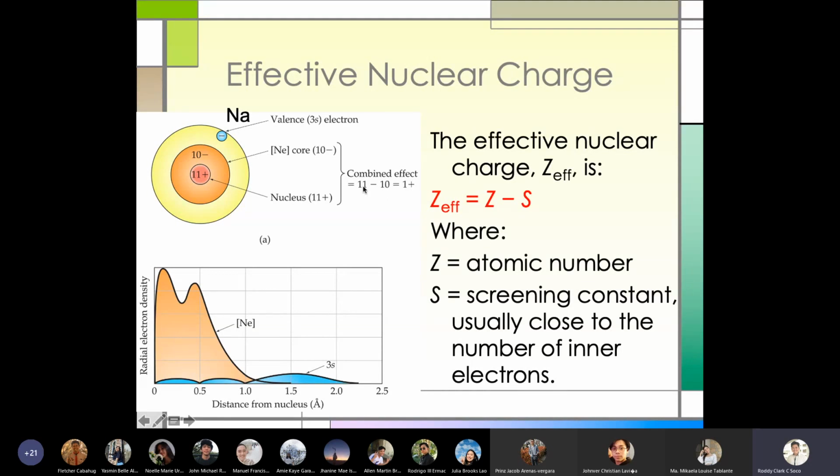So that means it diminishes: instead of positive 11 being experienced by the electron, it is only positive 1. And since the charge experienced by this electron is only positive 1, that means it is kind of weak. So that makes this electron easily removable. It's far away from the nucleus and it is easily removable. That's the significance of the effective nuclear charge.